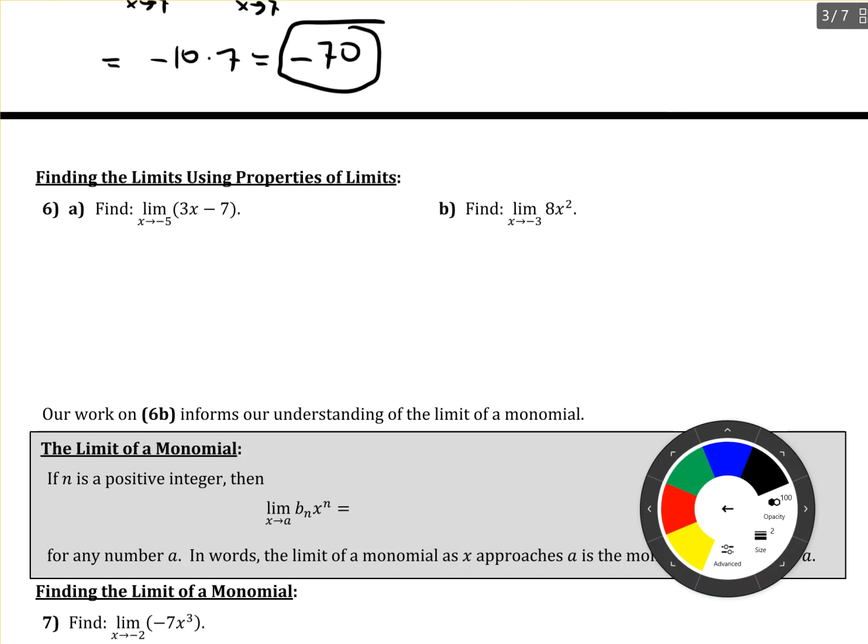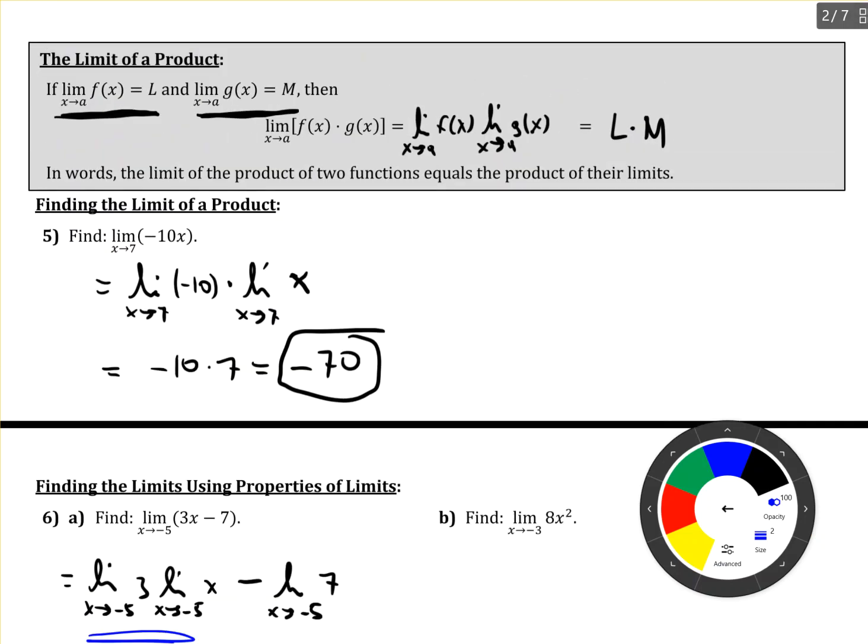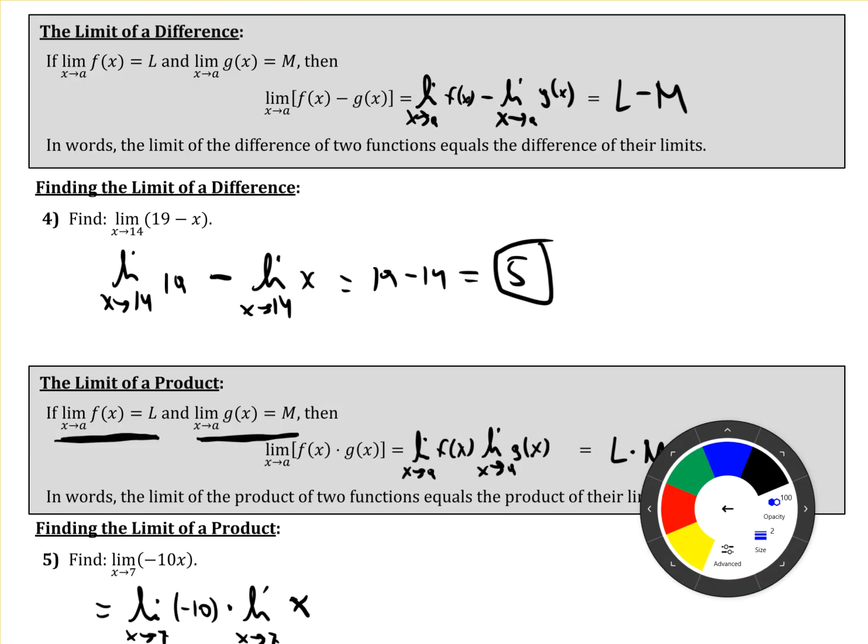So eventually we're going to be able to not go through all this additional work, but for now, early on, I kind of want you to do it just so we can see all the things that we're doing. So step by step, using all those rules that we did. So looking at this, I can say that this is equal to the limit as x goes to -5 of 3 times the limit as x goes to -5 of x, minus the limit as x goes to -5 of 7. So again, what did I use? Well, for the first part over here, I used the limit of the product, and then for the second part, I used that limit of a difference.